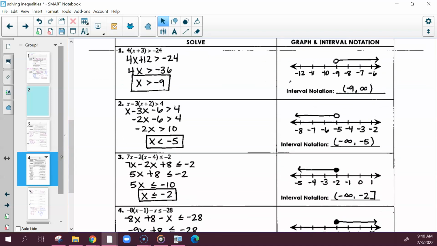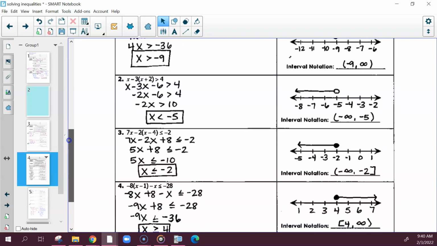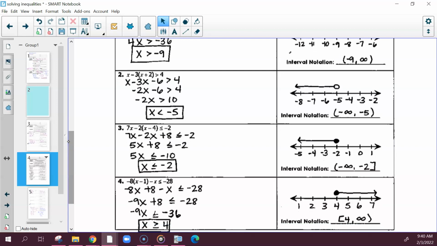So I'm going to say the final answer: the direction, the graph, whether it's open or closed, and then the interval notation. For number 2, your answer was x is less than negative 5. So that was an open circle to the left. Because you would divide by negative 2. And then your interval notation would be negative infinity to negative 5, both with parentheses.